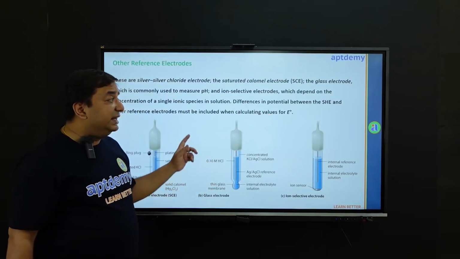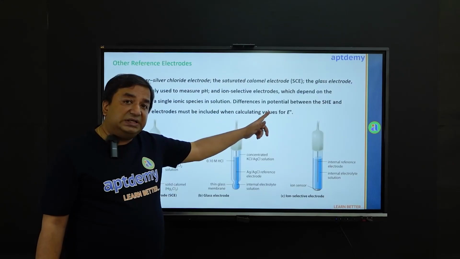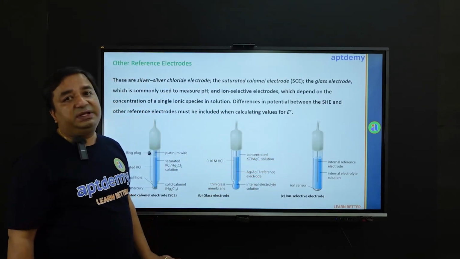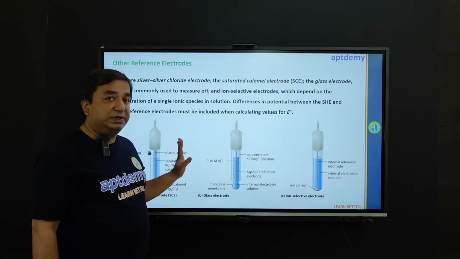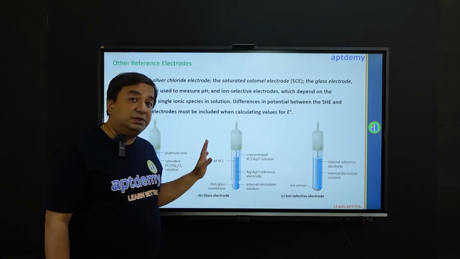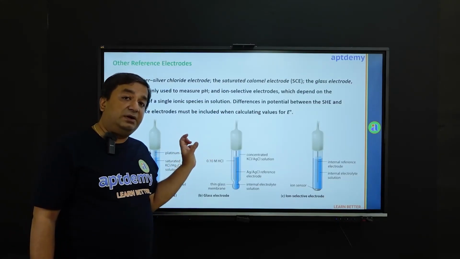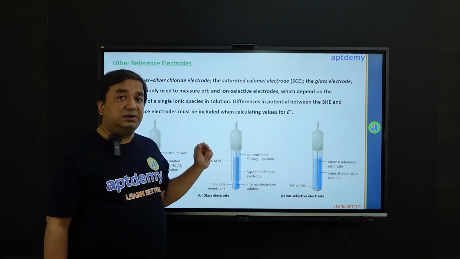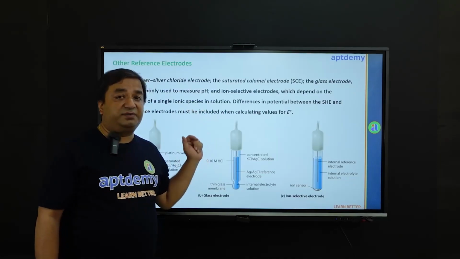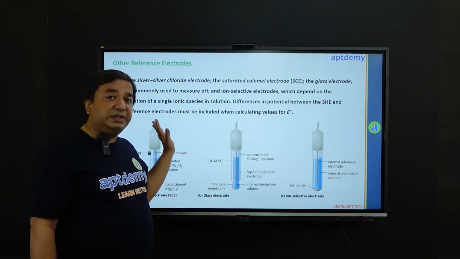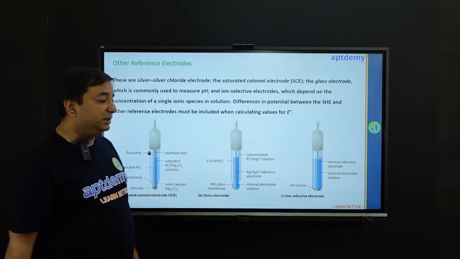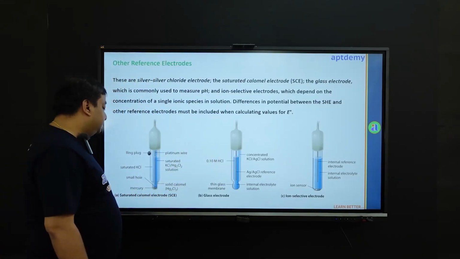That means SHE has 0 voltage, but these 3 electrodes that you are seeing over here do not have 0 voltage. They will have some other voltage. So those values have to be adjusted while we are calculating the E0 values for other half reactions that occur when these two electrodes are connected in an electrochemical cell.